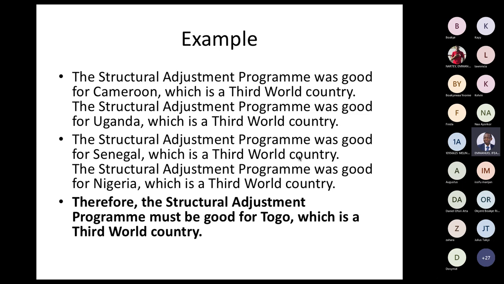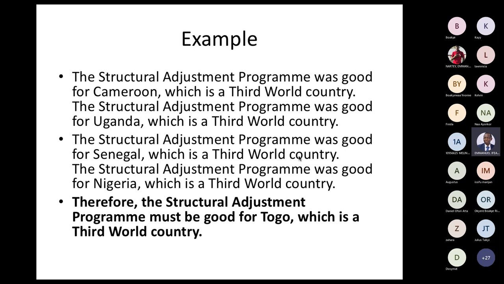Okay. Now let's look at this example. The structural adjustment program was good for Cameroon, which is a third world country. The structural adjustment program was good for Uganda, which is a third world country. The structural adjustment program was good for Senegal, which is a third world country. The structural adjustment program was good for Nigeria, which is a third world country. Therefore, the structural adjustment program must be good for Togo, which is a third world country.